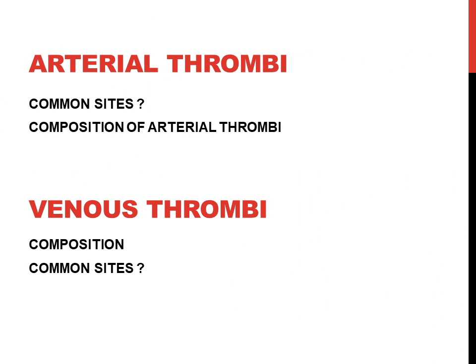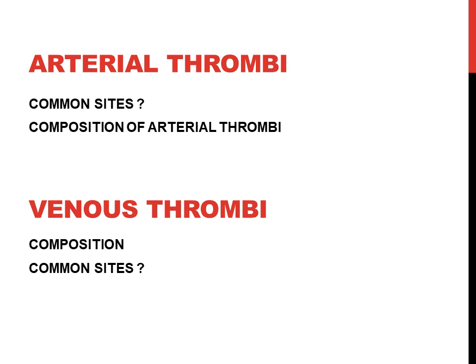Let's have a brief look at the important characteristics of the arterial and the venous thrombi. When we talk about arterial thrombi, the most common site is the coronary circulation, followed by the cerebral arteries, and then comes the femoral artery. If we talk about the composition of these arterial thrombi, they are relatively rich in red cells, platelets, fibrin meshwork, and leukocytes. Arterial thrombi are usually occlusive in nature.